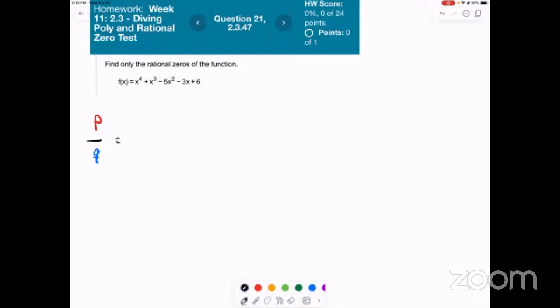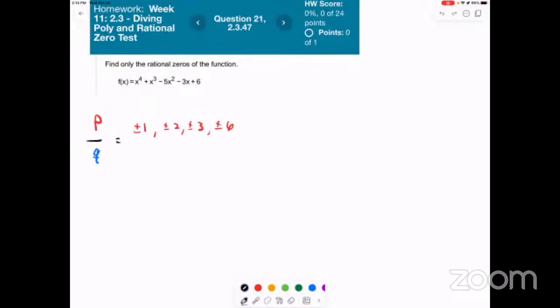The factors of P come from our constant term. In this case, that's 6. So the factors of 6 are going to be plus or minus 1, plus or minus 2, plus or minus 3, and then plus or minus 6. And then for the Q, that comes from the factors of our leading coefficient. In this case, our leading coefficient is a 1. So basically, it's going to be all the factors over 1, which gives us this list. Okay. So this gives us a list of possible rational zeros for this polynomial.